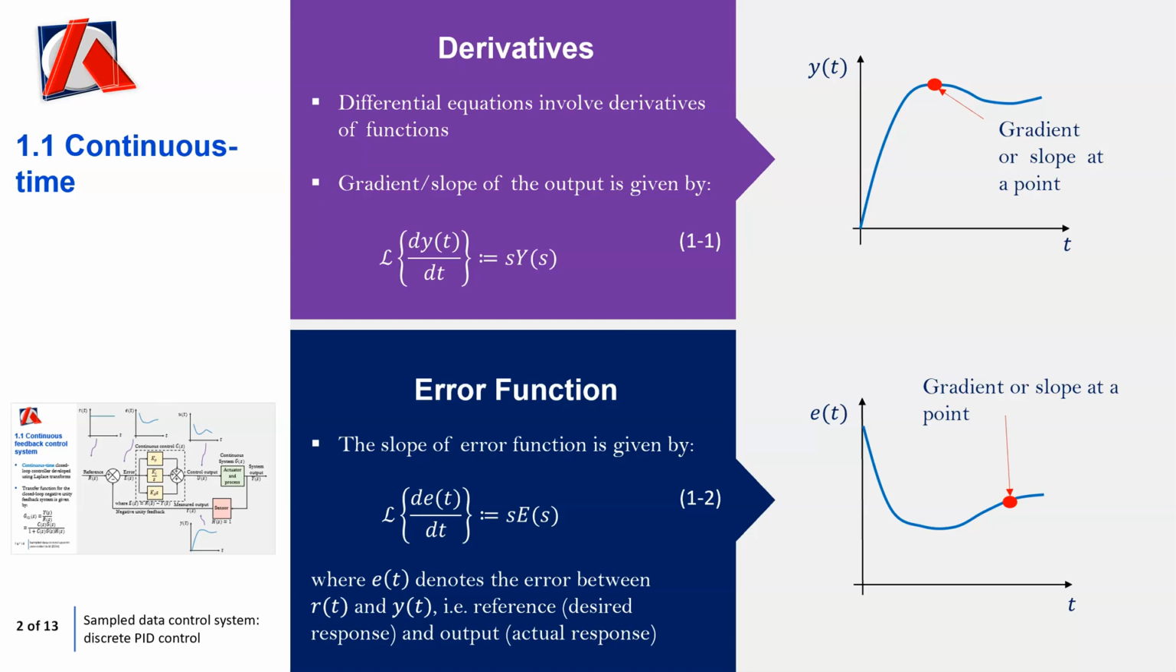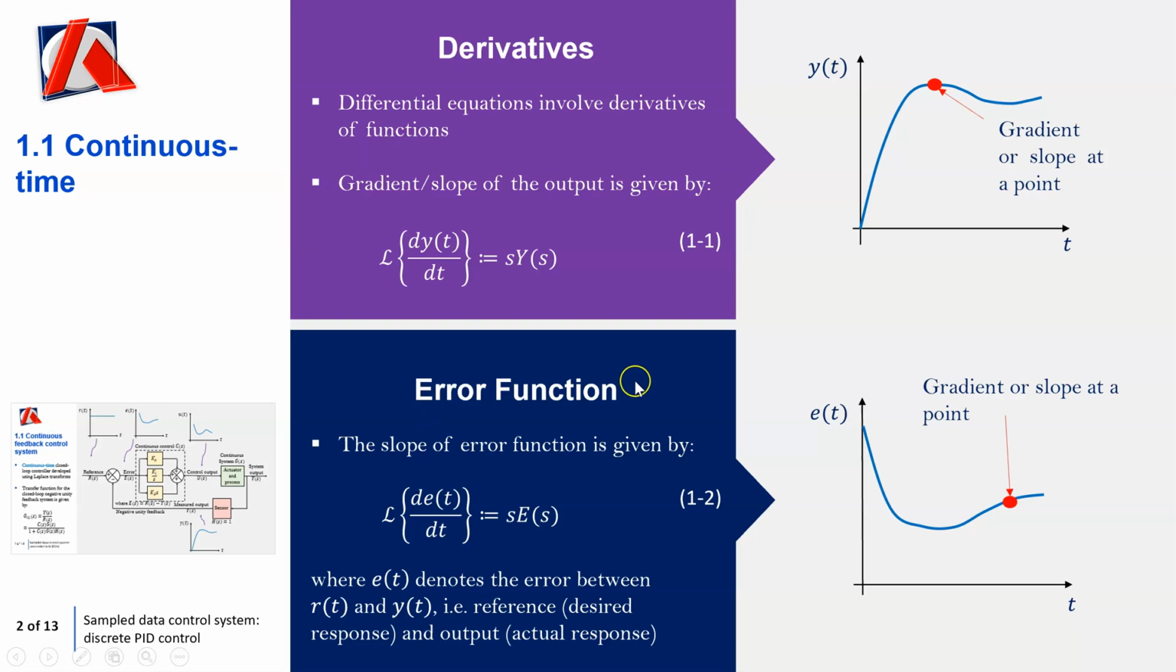So if you recall, we effectively used differential equations involving derivatives of functions. In this case, here we've got y(t), which is just the output of the system. So the slope or gradient of the point is given by this. So effectively the Laplace transformation of dy(t)/dt, when you undertake the transformation, becomes s, because d/dt is s, times capital Y(s).